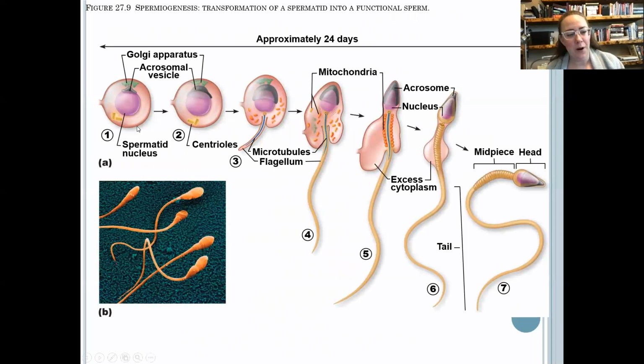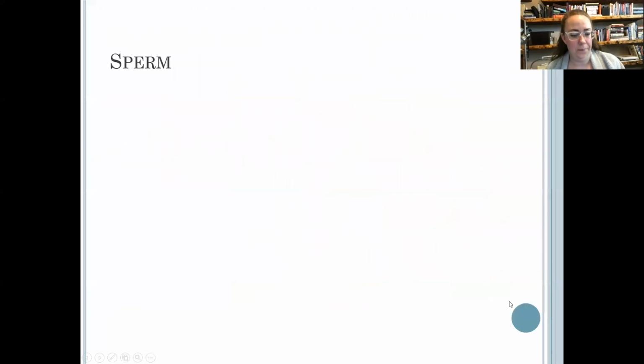And so you can kind of see this process take place. So this is a spermatid over here. Again, they're losing excess cytoplasm. That's getting less and less. They're developing this tail. And then finally, you have this fully functional, fully developed sperm by the end of it.